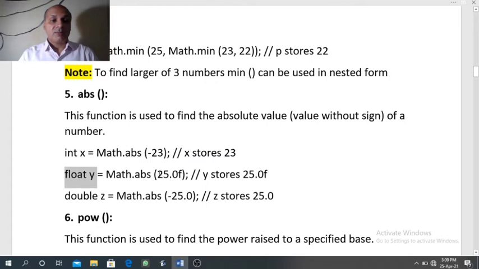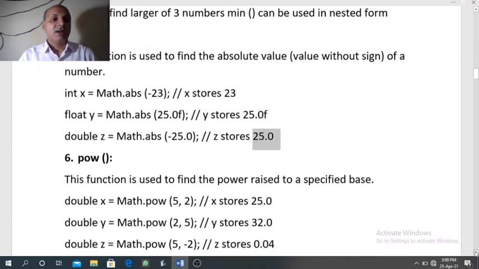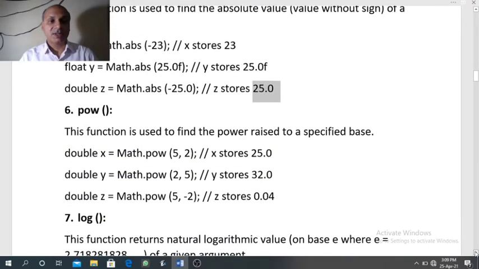So here we are passing the positive number 25.0f. The F suffix means this is not a double value, this is a float value. So the answer will be in the same data type. And for minus 25.0, ABS will be 25.0, just leaving the sign.